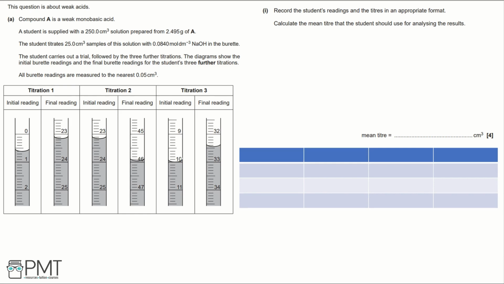The key piece of information in this question is that we need to write the titers in an appropriate format. So that's why I've drawn a table for any question like this, and it's quite common where they ask you to put something in a specific format. Tables are a really good idea. So if we add labels to this table, first heading could be titration 1, 2 and 3. Then we can have our initial reading in centimeters cubed, our final reading also in centimeters cubed, and then a titer that we need to work out in centimeters cubed.